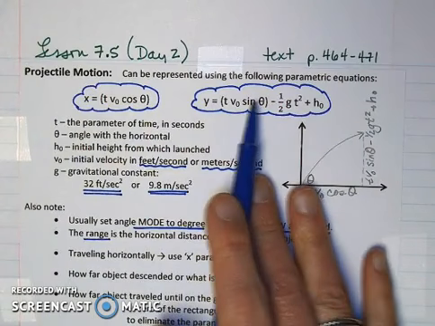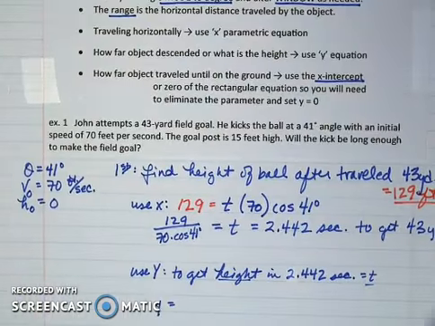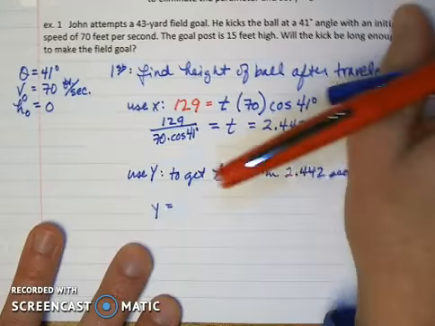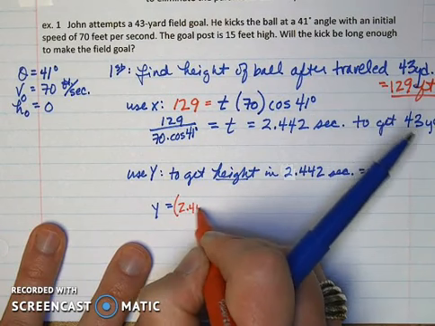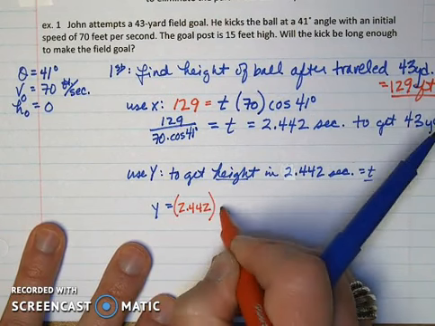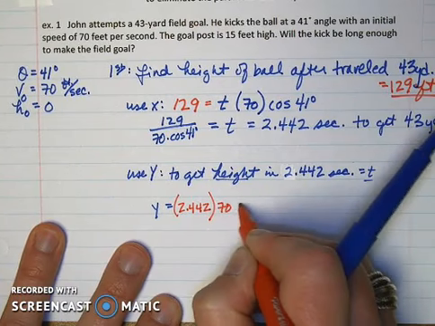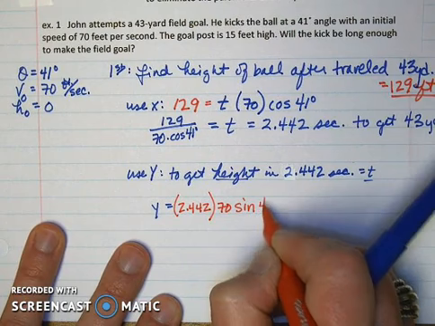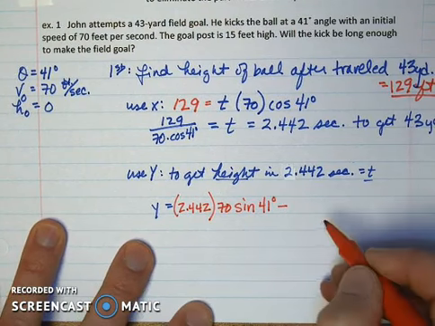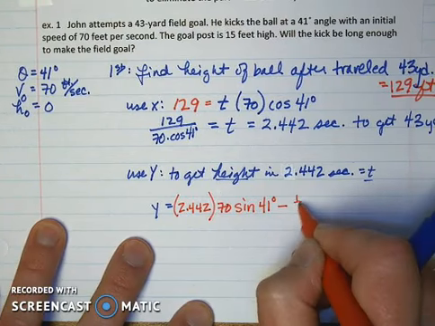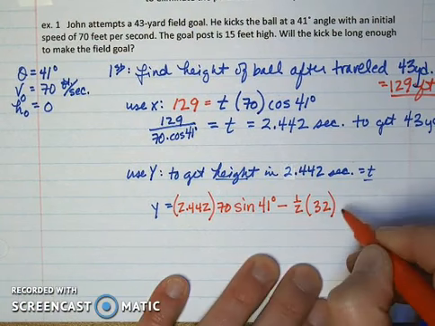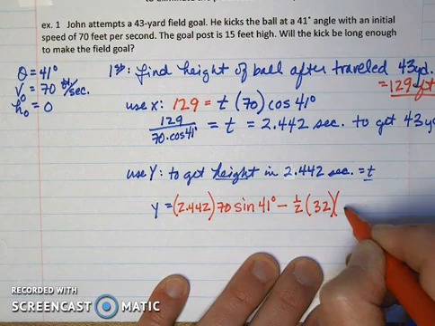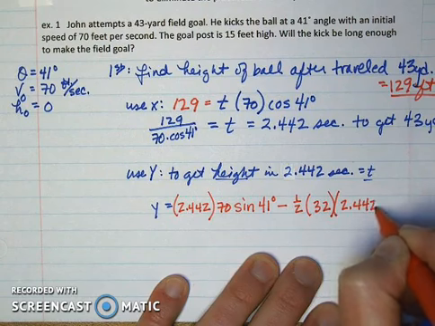and I'm going right back up here to my formula. I'm just plugging things into the formula. My t, which is, let's speed this up a little bit. There we go. I'll stop moving it. Okay. I'm going to use 2.442 times my velocity, which is 70, times sine of 41 degrees, minus the gravitational constant, so I'm going to use 1/2 of 32 because I'm in feet per second. And then I'm going to multiply that by the time squared, which is our 2.442 squared.